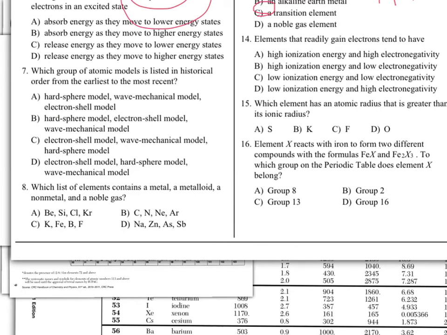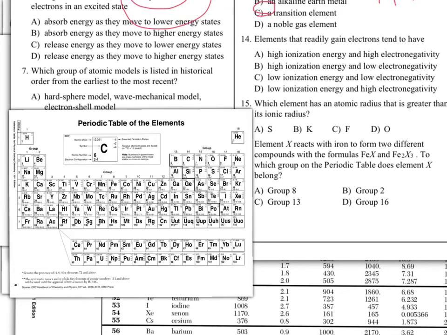Question 15 asks, which element has an atomic radius greater than its ionic radius? So let's take a second to look at the elements here on the periodic table. So generally, we can see that we have 3 nonmetals, so sulfur, fluorine, and oxygen are all nonmetals, while we have 1 metal, potassium.